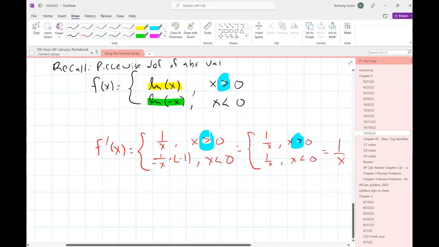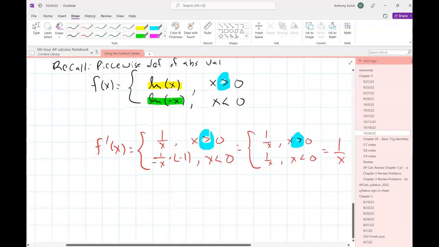Okay, so that's just like a random aside, but again, I think that the AP test kind of likes throwing the absolute value things in there, here and there. So just be cautious of that.